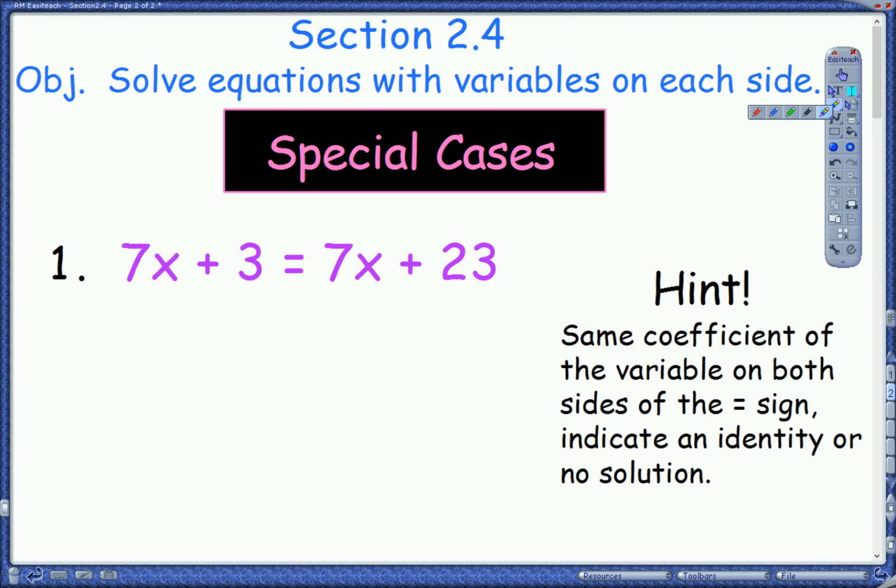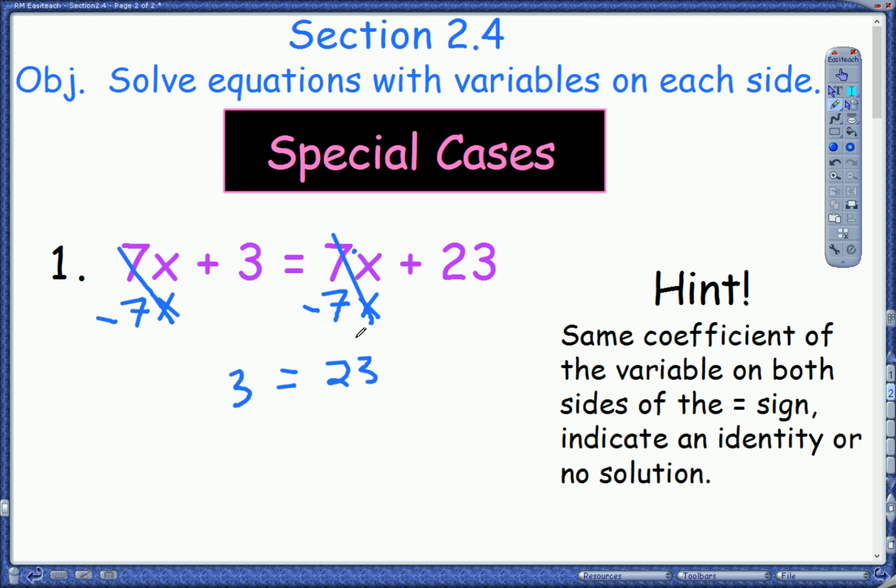Alright, so in this example, again, there's variables on both sides. You'll notice that it's going to be a special case when the variables have the same coefficient, the number before the variable. We have 7x and 7x. If I subtract 7x, because remember this is positive 7, the opposite is negative 7, they're both going to cancel out. 7 minus 7 is 0. And I'm just going to be left with 3 equals 23.